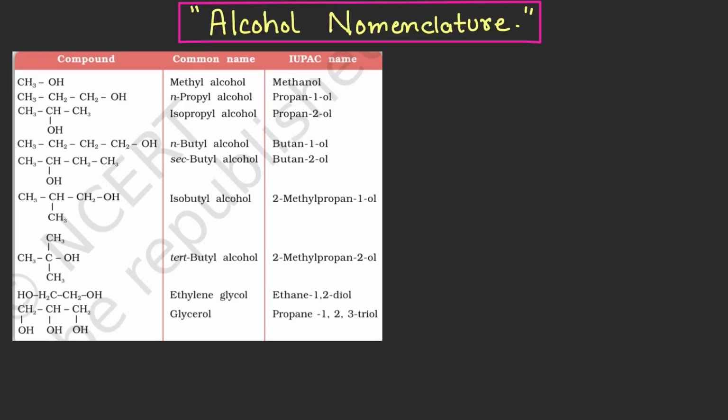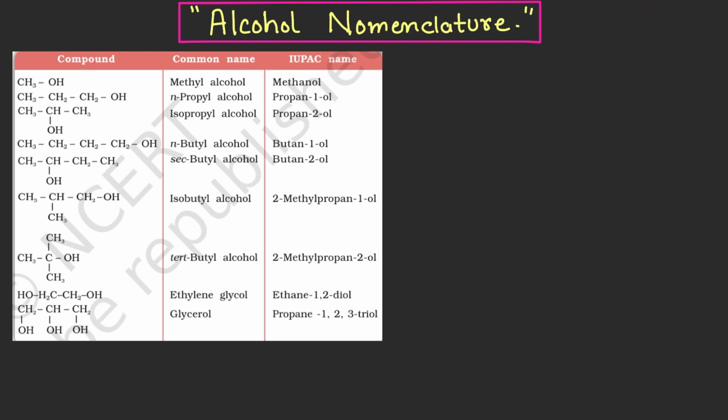So we will discuss the alcohol nomenclature. These are the compounds given to you, and we will discuss their common name as well as the IUPAC nomenclature. Common names are also known as the trivial names. For the first compound we have this alcohol, and you are familiar with the fact that alcohol is defined as OH and its suffix is OL. We are going to use the suffix OL, and OH is the indication of the alcohol.